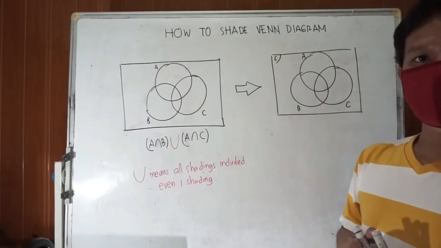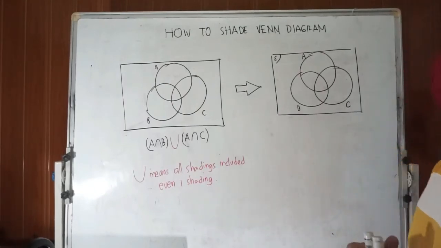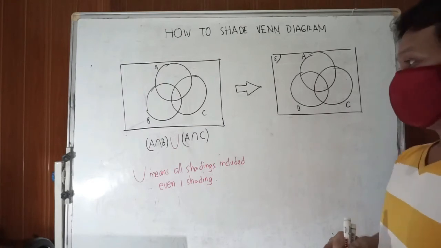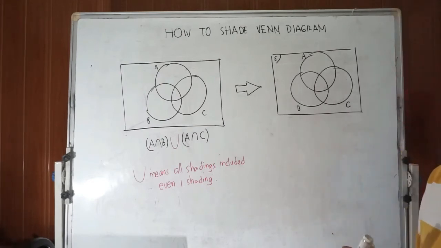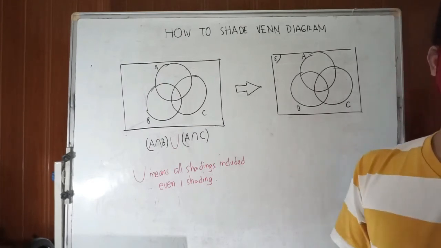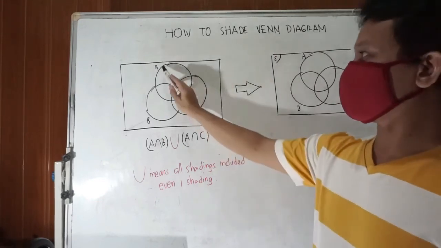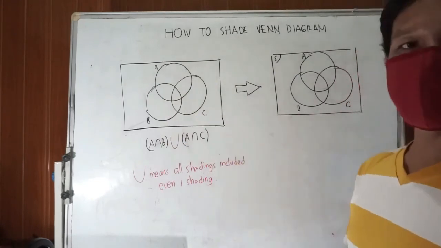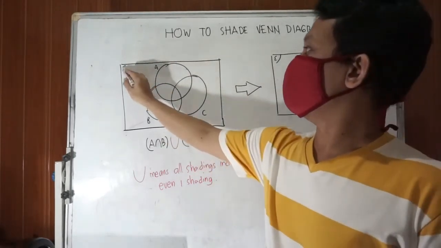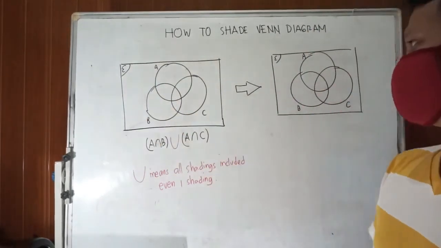Okay, everyone, I want to explain again about sets. Today I want to explain sets for 3 sets. Okay, let's say we have 3 sets: set A, set B, and set C. And this one is the symbol of the universal set.